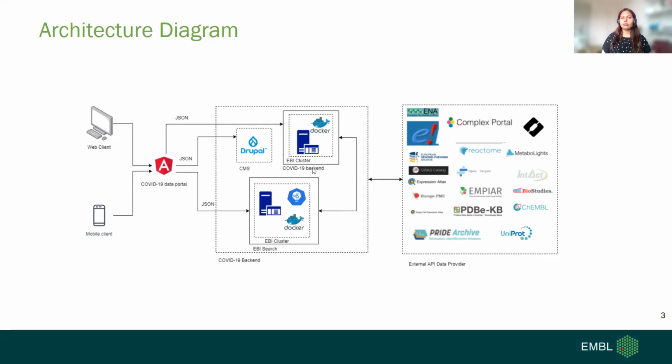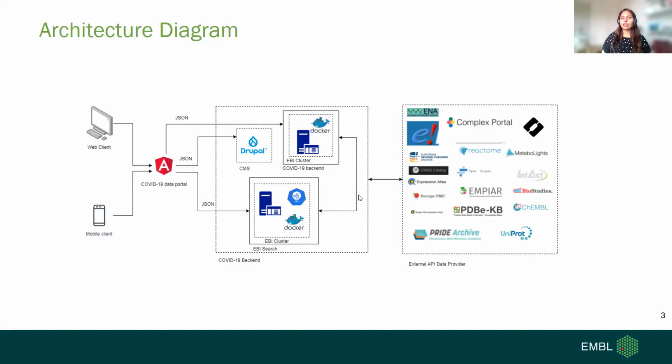Next, we have COVID-19 backend. On this backend project, we have a Spring Boot Java application, and we have Docker for its images. We are creating images using Docker, and those images are deployed on the EBI cluster. In EBI Search, we have a Spring Boot Java application, and we are using the Java Lucene library for search functionality. We are using Docker to build its images, and those images are deployed on the EBI cluster. We have Kubernetes infrastructure for EBI Search.